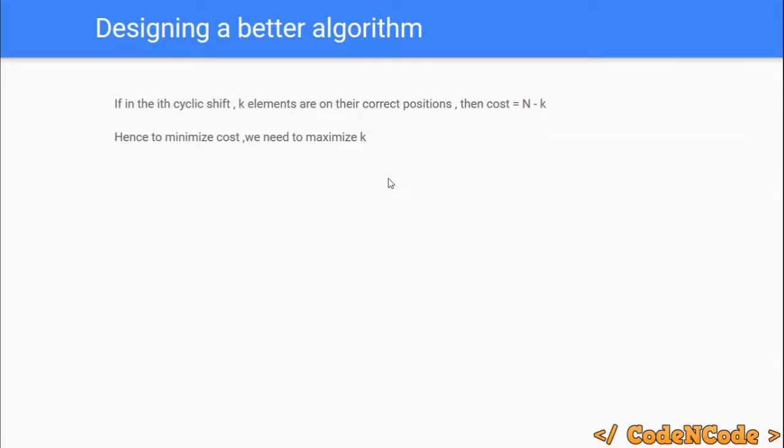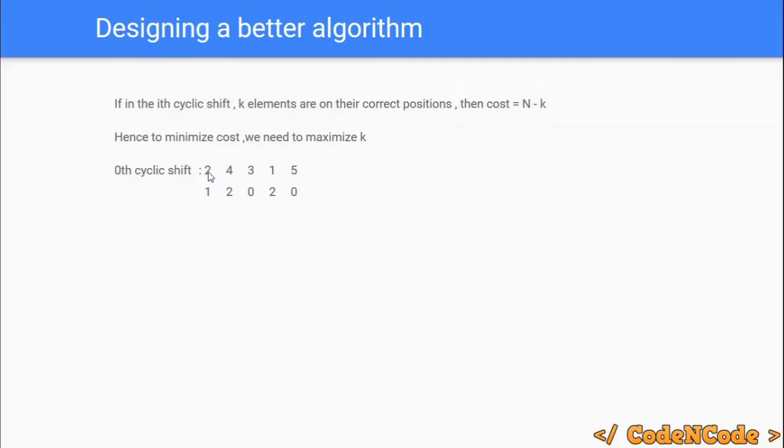So this is pretty easy, right? Not a big deal. Let's do this. For each element, if I can calculate the cyclic shift on which it will be on its correct position, after that I can calculate the maximum k and hence can calculate the minimum n minus k. Now what do I mean by that is this. Suppose this is the input array.